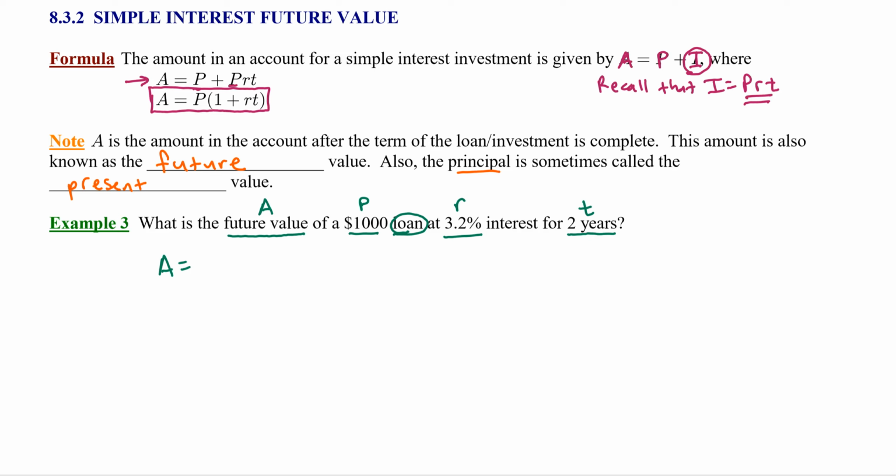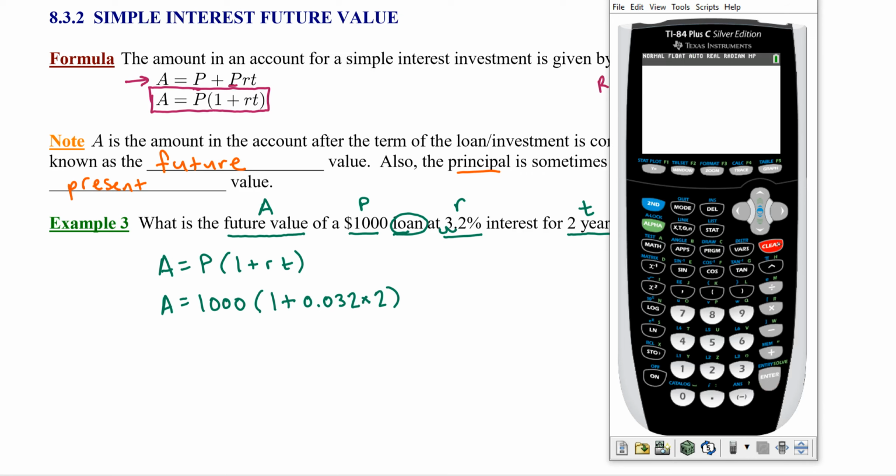So the formula we're using is A equals P times 1 plus RT. So our future value is going to be our principal, that's the $1,000 that we borrowed, times 1 plus the rate of interest. We need to convert that to a decimal, so 0.032 times 2 years. Let's go ahead and type that into our calculator, and you can type it all in one step. So we have $1,000. We're going to open parentheses, that's up there above the 8, times 1 plus 0.032 times 2, close parentheses.